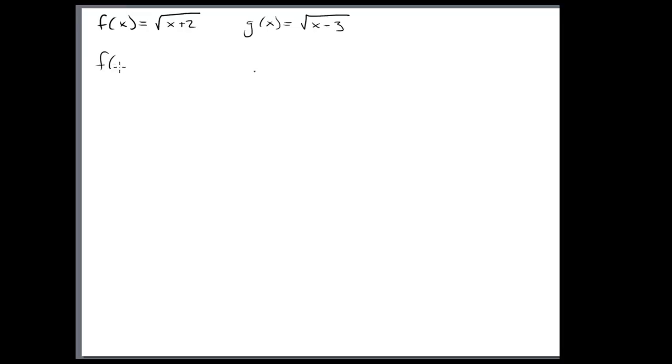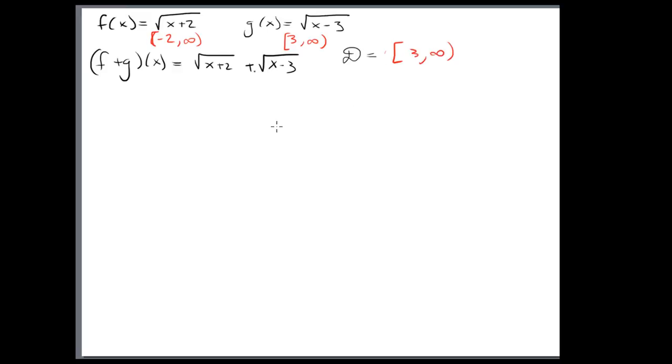If I'm looking at f plus g of x, there's not a lot to it. It's the square root of x plus 2 plus the square root of x minus 3. Because they're square roots, we can't combine them. But what would the domain be? For f, the domain is negative 2 to infinity, and for g, it's 3 to infinity, right? So we're going to have to go with the higher one to keep g happy. So our domain here is 3 to infinity.